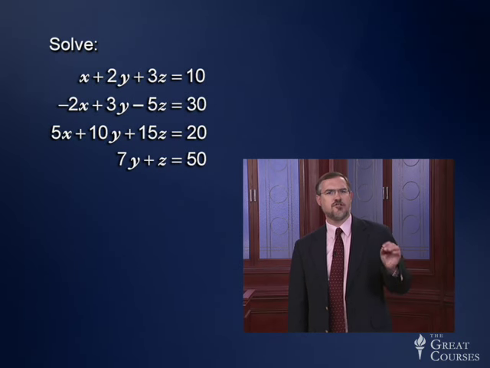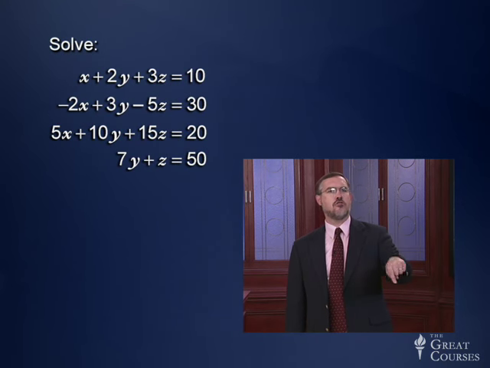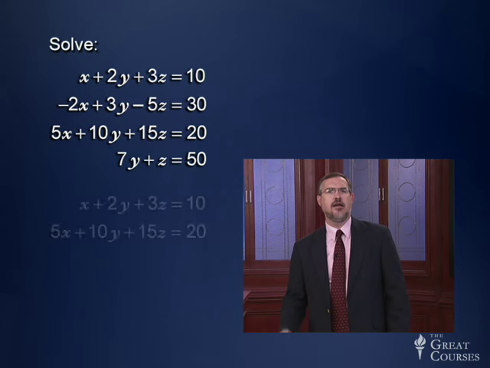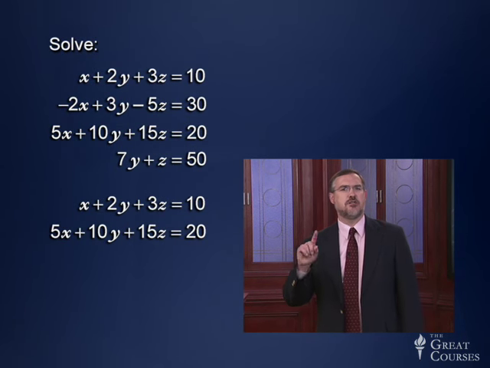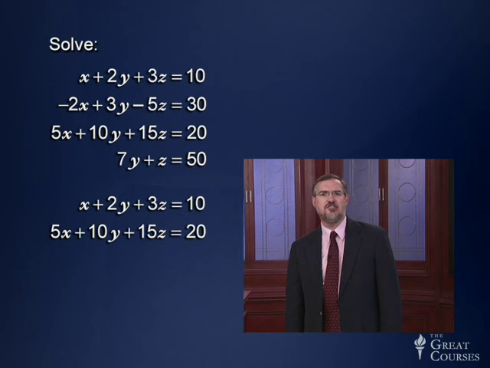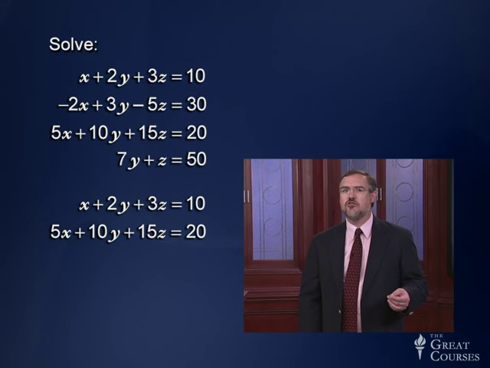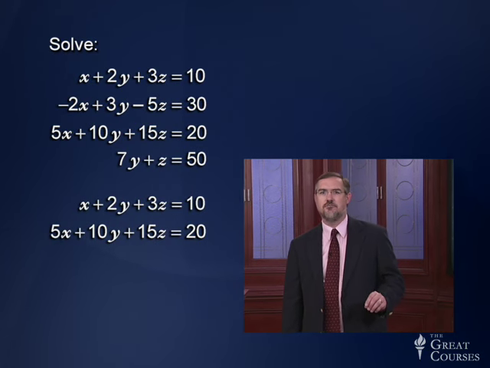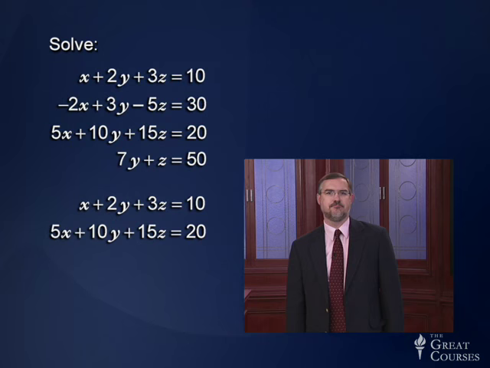So let's take the first equation. I like it because it has that 1 in front of the x. And the third equation. And that's going to be x plus 2y plus 3z equals 10. And 5x plus 10y plus 15z equals 20. Here's a question. What would you multiply that first equation by to start the process of eliminating the x?